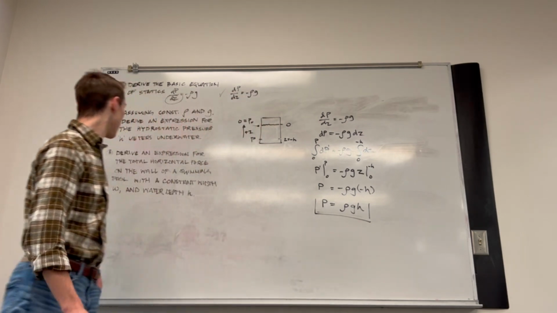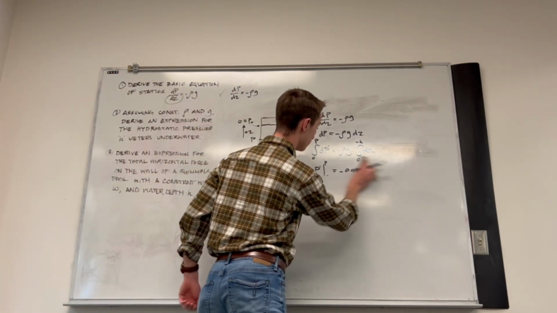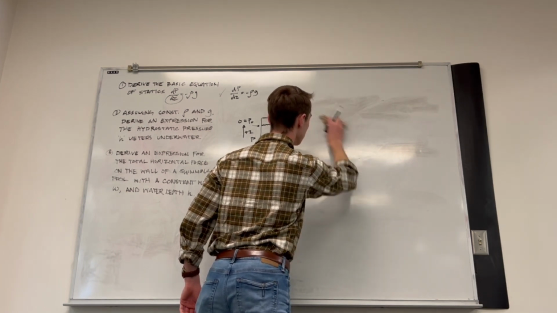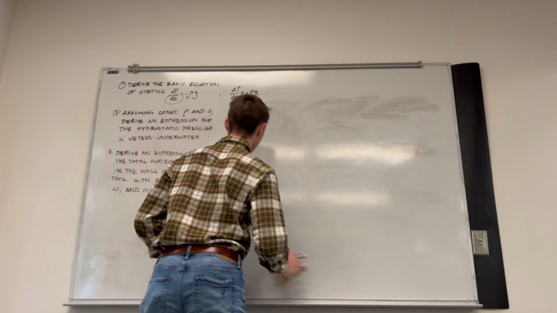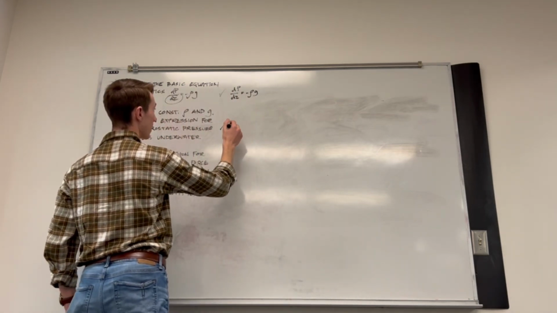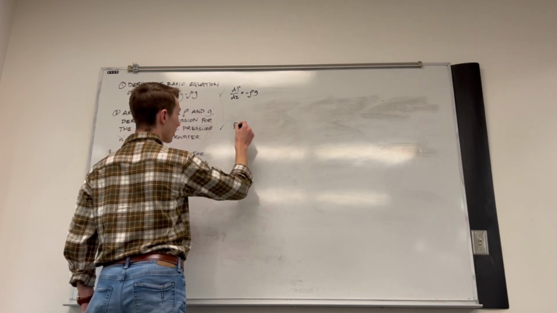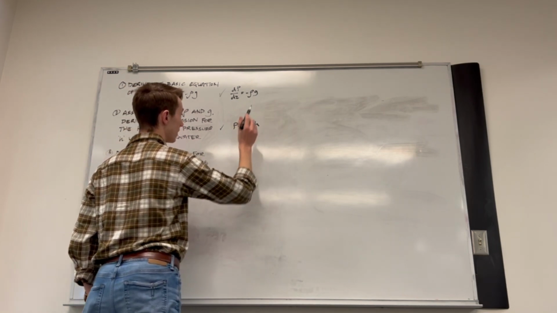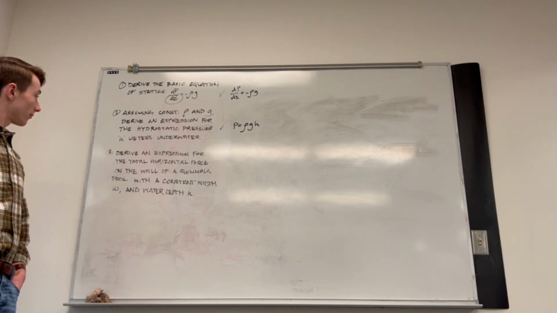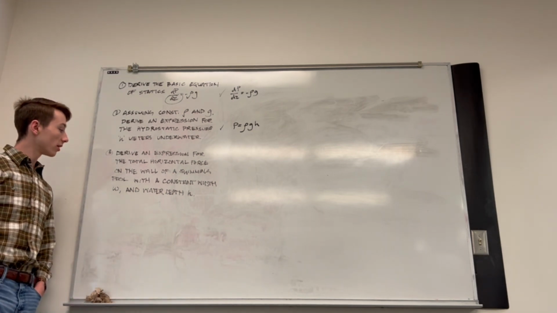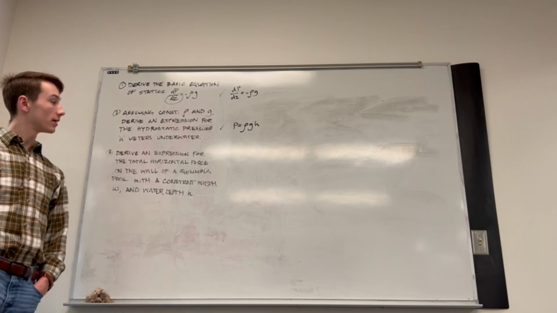All right, let's approach the last problem here, number 3. Let's get us some more space again. All right, so from this one, we got P equals rho G H. Great. Number 3, derive an expression for the total horizontal force on the wall of a swimming pool with a constant width W and water depth H.